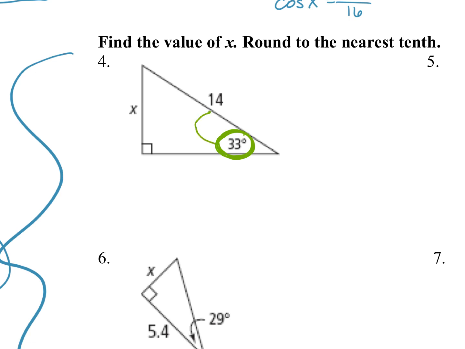So what is this side called? 14. The opposite of the given angle. It's the hypotenuse. Hold on. That 14 is the hypotenuse. What is this side called? Who is it? Opposite or adjacent? Opposite. That's your opposite. Okay.